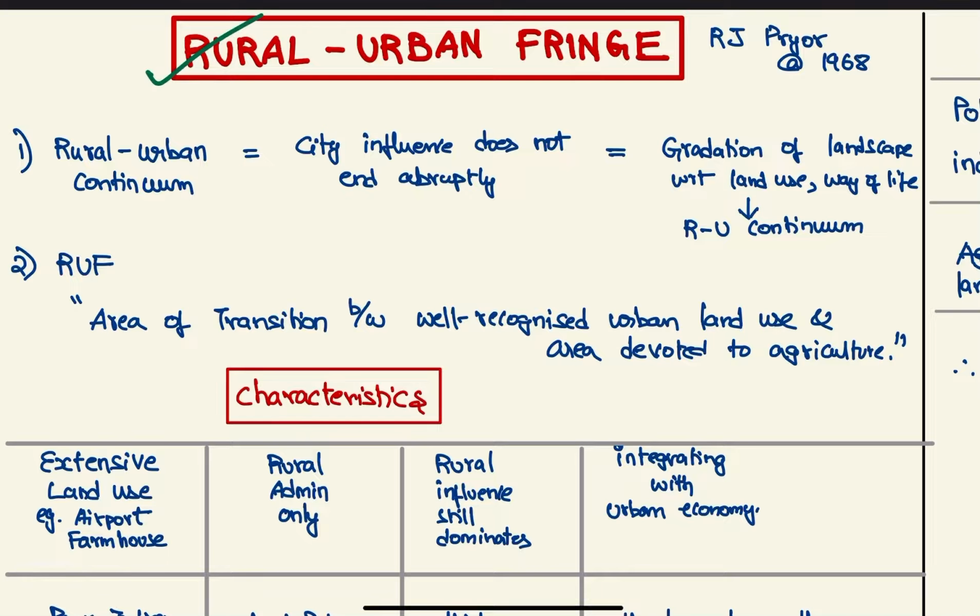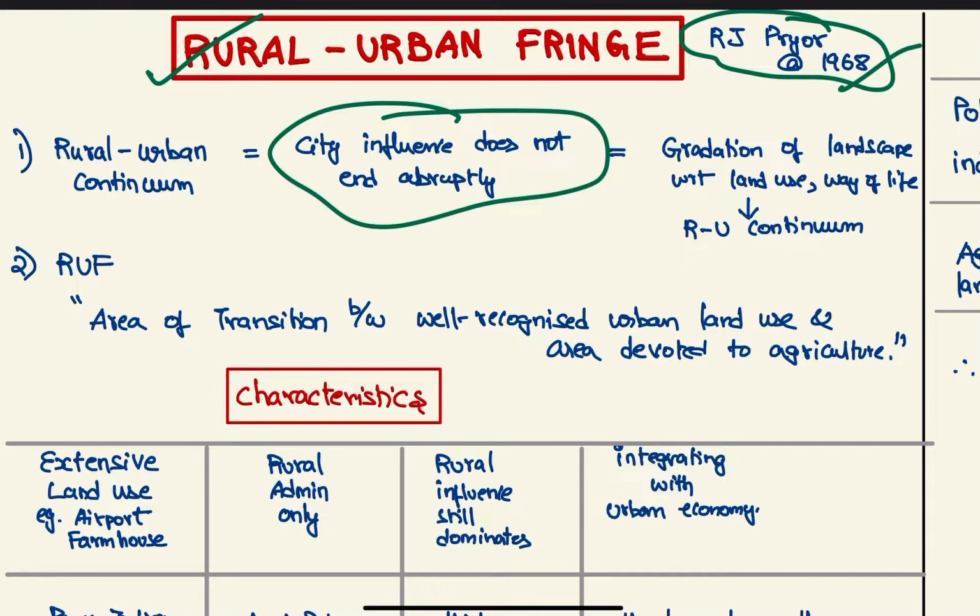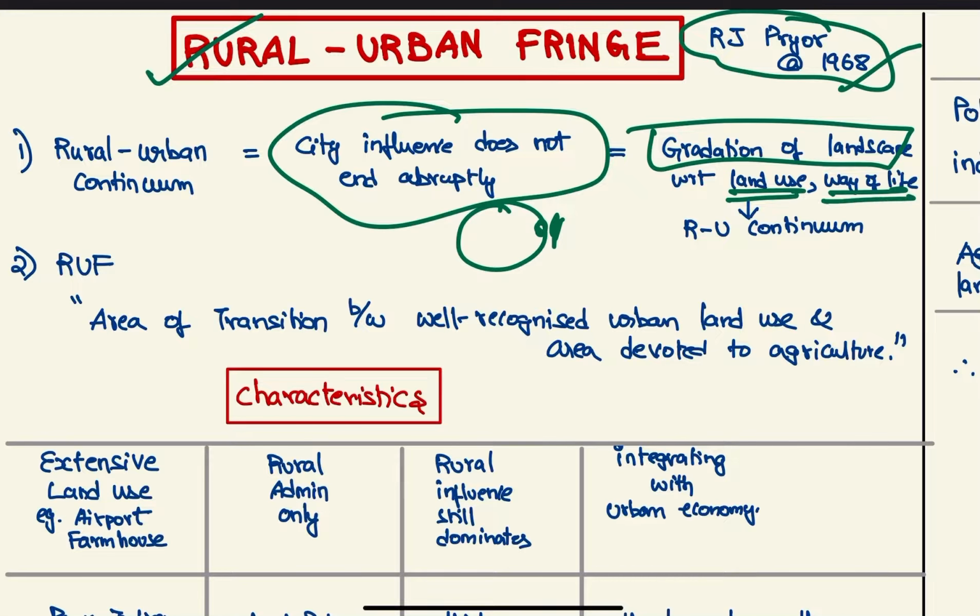So next we have rural urban fringe. The concept was given by R.J. Pryor in 1968. City influence does not end abruptly. That is, the city does not end abruptly and the rural area starts here. There is a gradation of landscape with respect to land use patterns and ways of life. This is called the rural urban continuum.